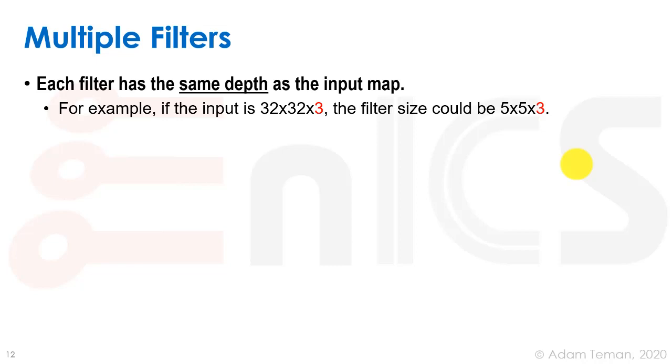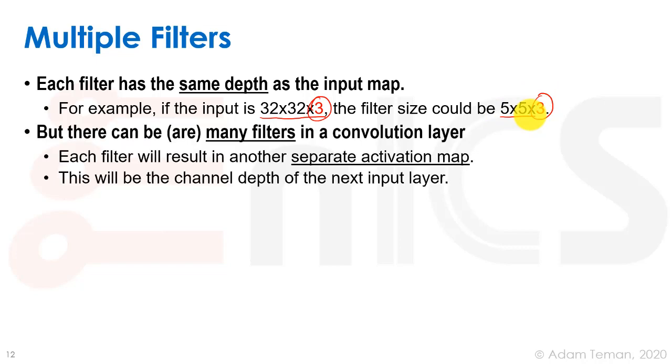As we said before, each filter has the same depth as the input feature map. So if our input was 32 by 32 by 3, that means the depth was 3. We said before that the filter has to be the same depth, so it also has to be by 3. In our example, it was 5 by 5 by 3. But there can be many filters. There usually will be many filters, and how many filters we have in each layer is one of the hyperparameters we actually play around with.